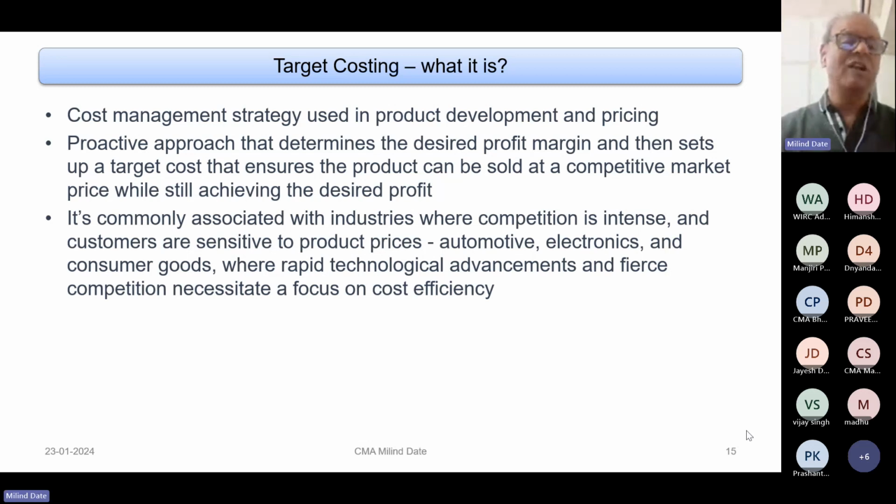Of course, whether the companies are able to achieve those targeted costs or not is a different ball game altogether, and they will have to make sure that continued efforts are taken to manage the costs within the target limits.